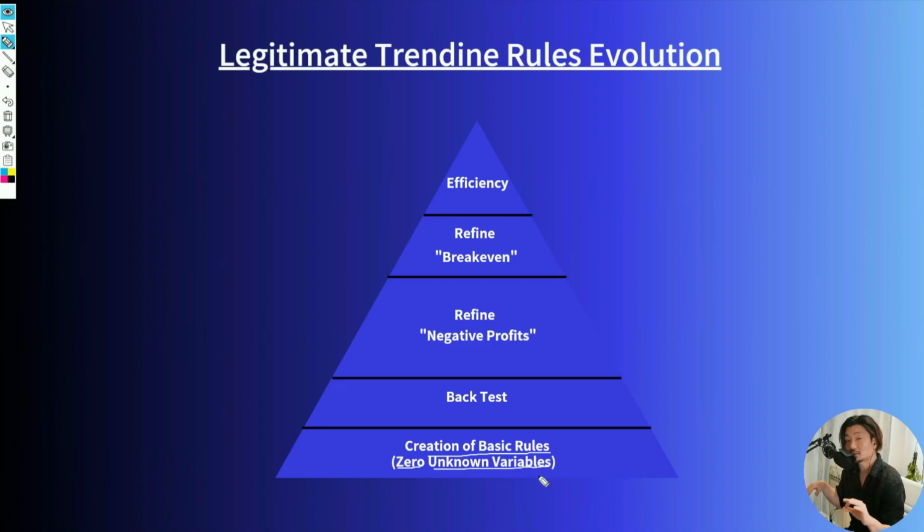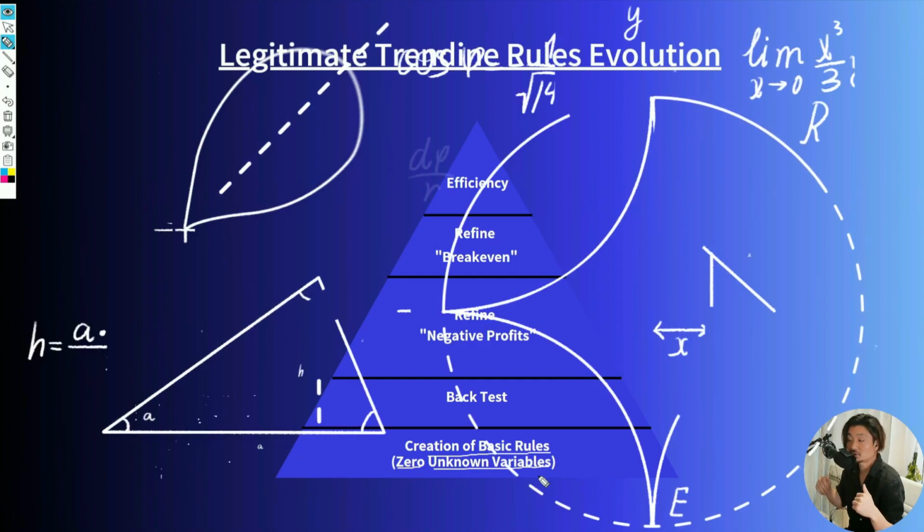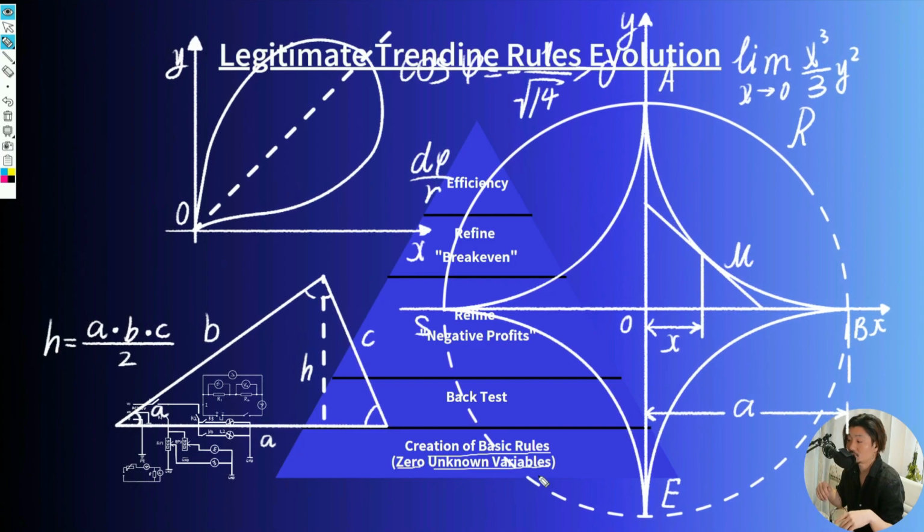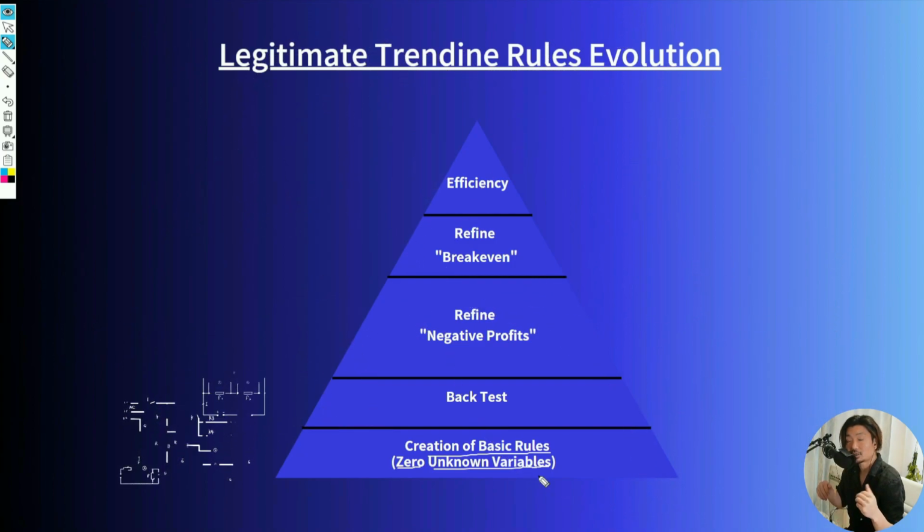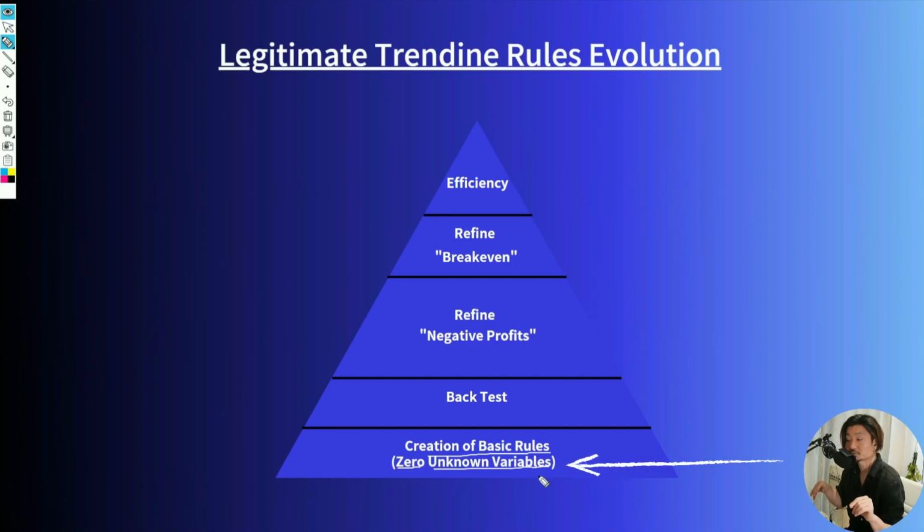Like I explained in lesson 1, an unknown variable is an aspect of your rules that you personally do not have full knowledge of. So if you're using a sophisticated formula or a technical indicator that you didn't make, right? And if you didn't make them, that means you do not have a full understanding of it. Or in other words, there are unknown variables, okay?